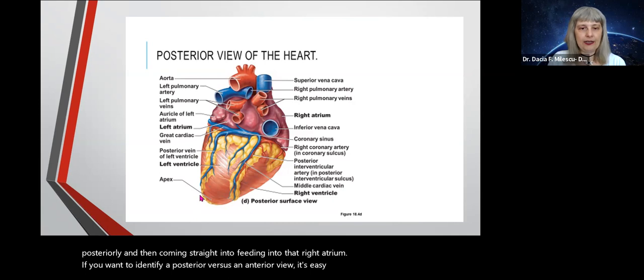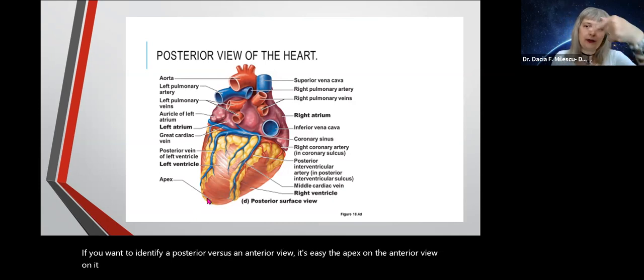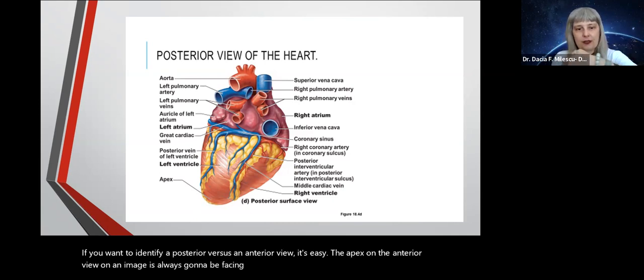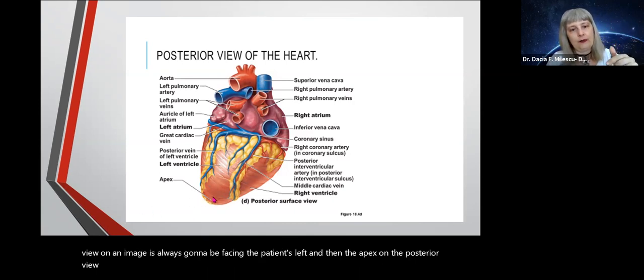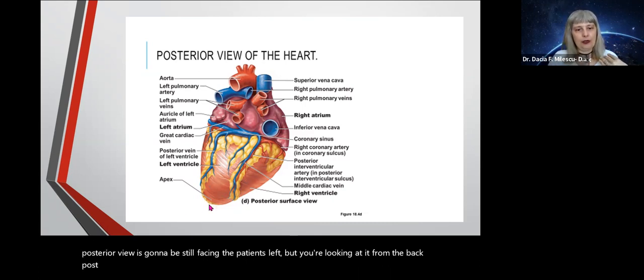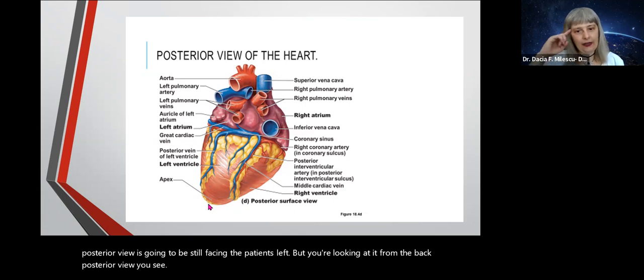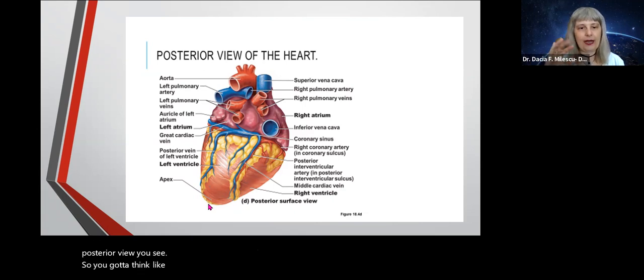Now, if you want to identify a posterior versus an anterior view, it's easy. The apex on the anterior view on an image is always going to be facing the patient's left, and then the apex on the posterior view is going to be still facing the patient's left, but you're looking at it from the back, posterior view, you see? So you've got to think like what it would be like in situ, okay, in the body, the way it is.